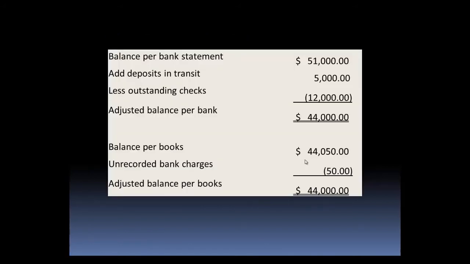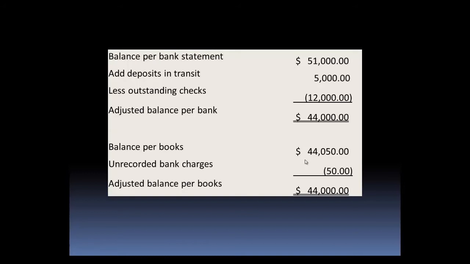Then when we look at the bank statement itself and go through and adjust it for those items, we start with the bank statement of $51,000. We have the deposits in transit and deduct the outstanding checks. So our correct bank balance is $44,000.